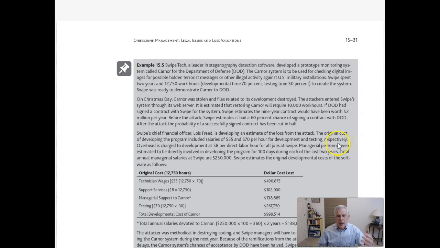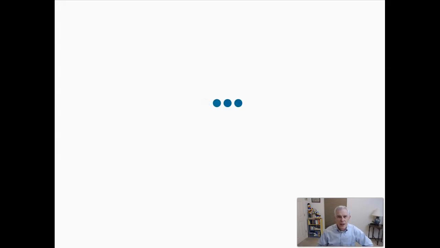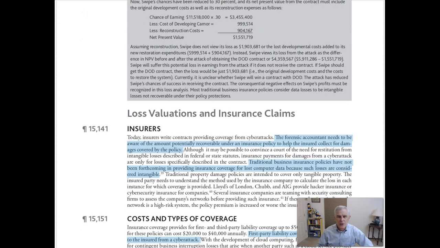And I'm going to let you go ahead and go through this. I'm not going to go through this one. Read it carefully, see where all the numbers come from and so forth. This is a good example. And let's see, it continues there.